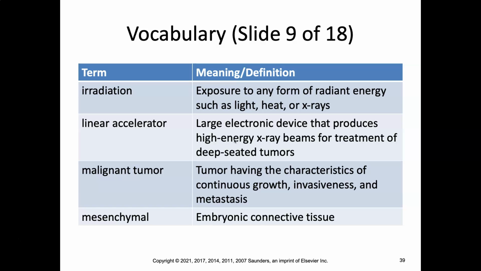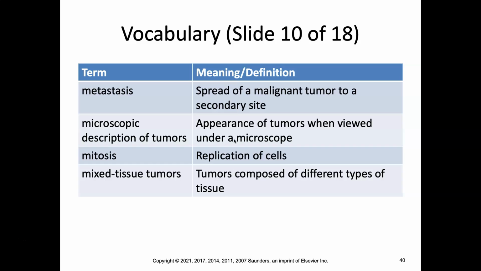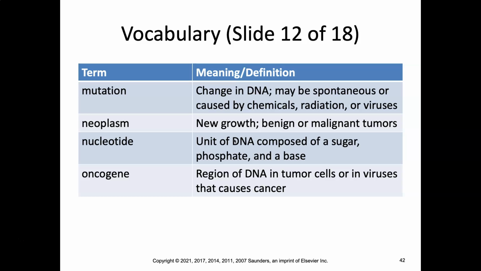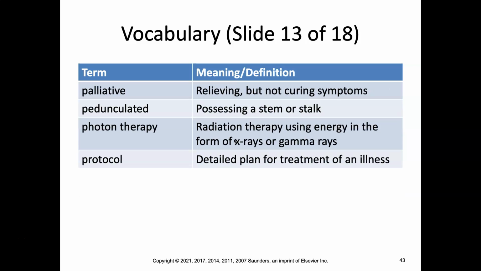So anyway, malignant tumor, mesenchymal, I'm having a hard time talking today. Metastasis, not metastasis, but metastasis. Microscopic description of tumors, mitosis, mixed tissue tumors. Modality, molecularly targeted therapy, morbidity, mucinous. Mutation, neoplasm, nucleotide, oncogene. Palliative, pedunculated, photon therapy, protocol.